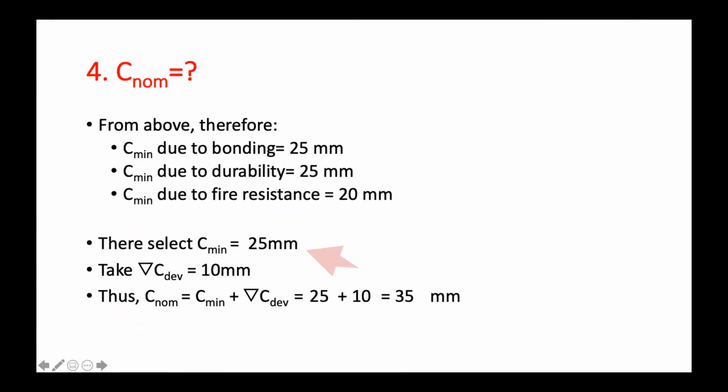We already have C min due to bond, due to durability, and due to fire resistance. Of these three, the biggest value will be selected to get the C nom by including the deviation of the cover equal to 10, so we get the new value of 35 mm.